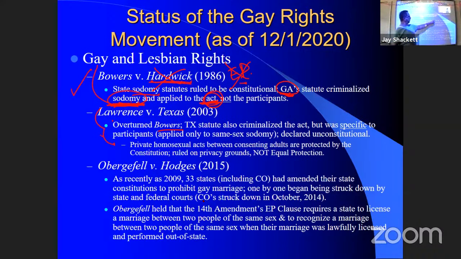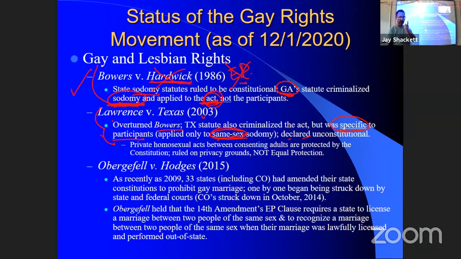Texas's statute also criminalized the act, but Texas's law was specific to whom? To the participants. In other words, Texas's law was written in such a way that heterosexual anal sex between man and wife, man and woman, was perfectly fine and not illegal in the state of Texas in 2003. But male anal sex, or in some manner, I don't know, female anal sex was criminalized. So Texas's law actually specifically targeted same-sex sexual behavior. And that law was declared unconstitutional.